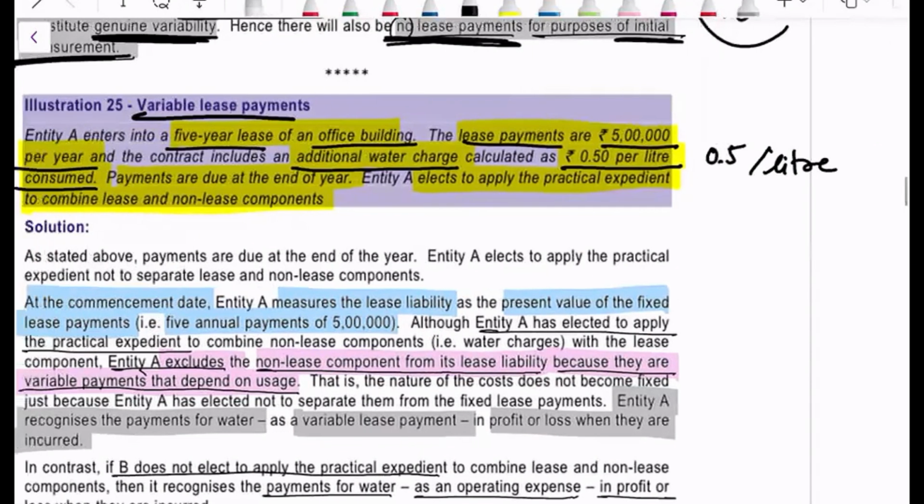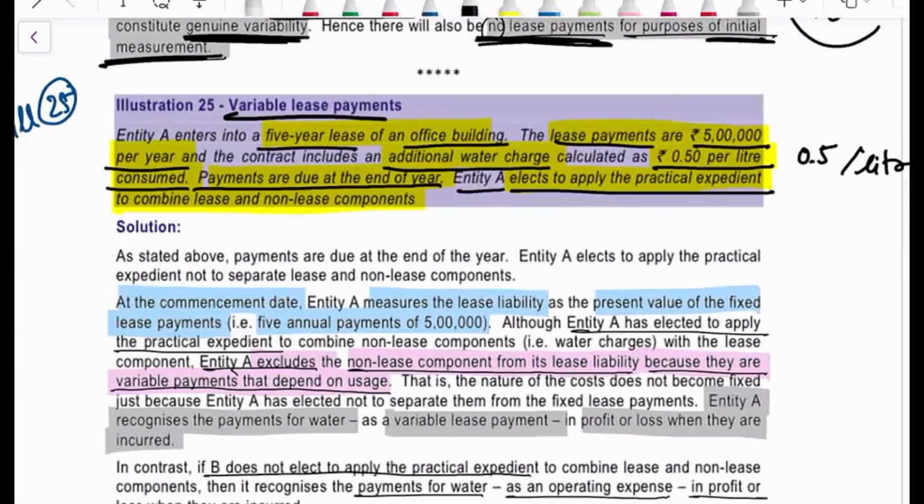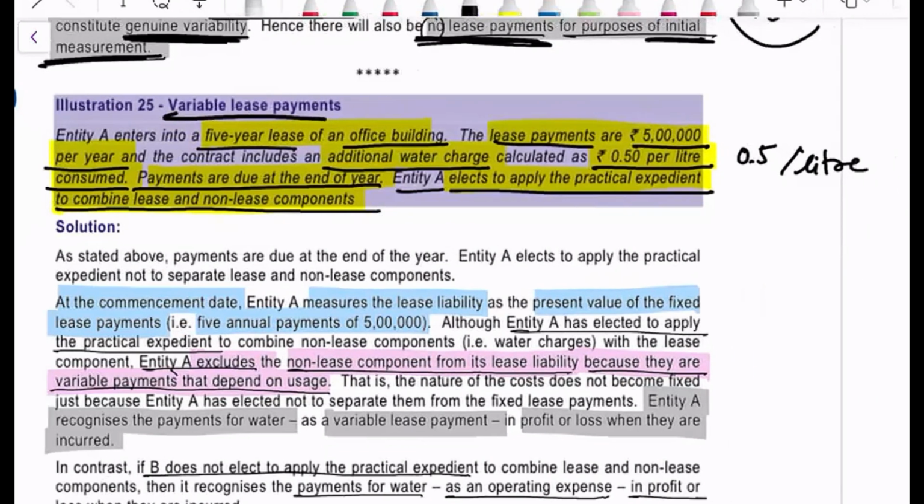Okay, so here the payments are due at the end of every year. So at the end of every year you have to make payment. Here entity A elects to apply the practical expedient to combine the lease and non-lease components. So here A is choosing that option and combining the lease and non-lease components. Usually you show them separately, but at the option of the lessee, you can show them together as a single lease component itself.